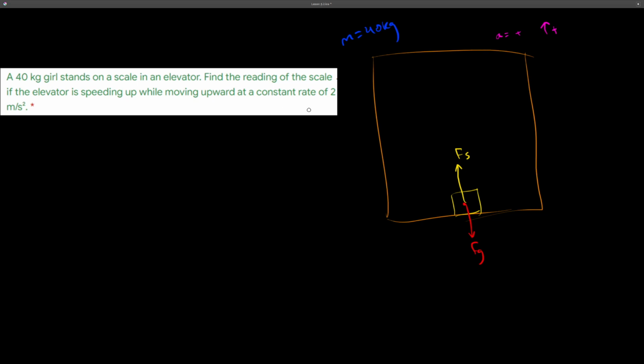Oh, he gave us a number, so it's 2 meters per second squared. So positive 2 meters per second squared upwards. So we immediately already know that the person is going to feel heavier, but we need to find the reading of the scale. So first we find F net equal to Fs minus Fg. Fg is 400. This is 40 times 10. So 400. And we have F net.